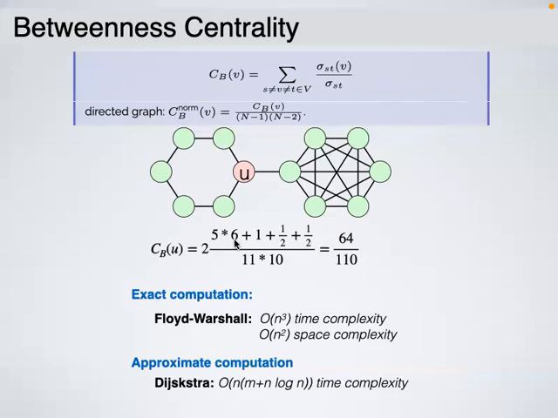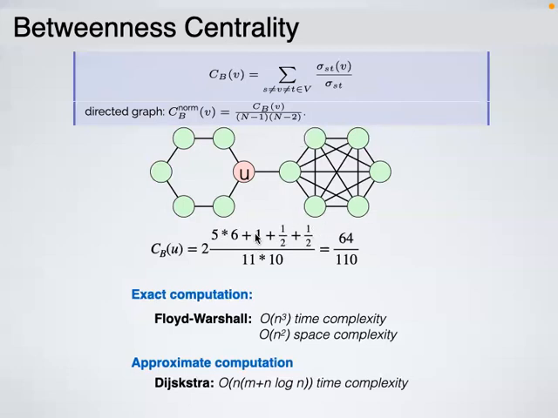So here is the detail of the computation. We see that u is on the shortest path between all these nodes and all these ones. Okay, so that's why we have 5 times 6, because we have 5 nodes here and 6 nodes here. And we know that all the shortest paths between all of them and all of them are going through u. So this is the number of shortest paths between those nodes and those nodes.